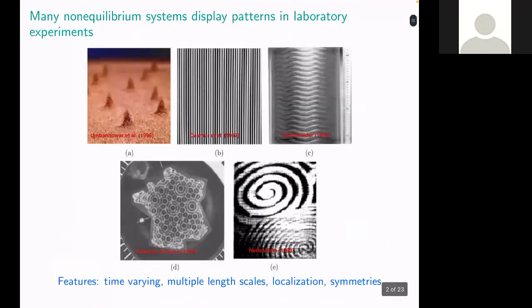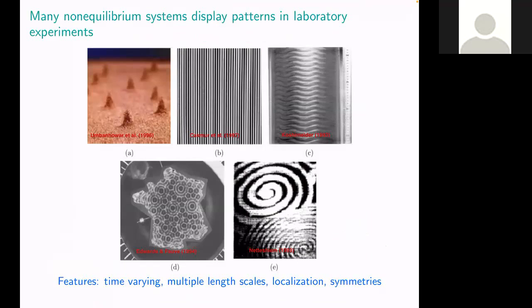Okay, so generally, there is a wide variety of patterns that are possible, and usually systems that are not at equilibrium display patterns, and we can see them in a variety of lab experiments. Here we see a collection of a few such experiments, and the interesting thing about these is when we want to describe these patterns, what are the things we're going to look for?